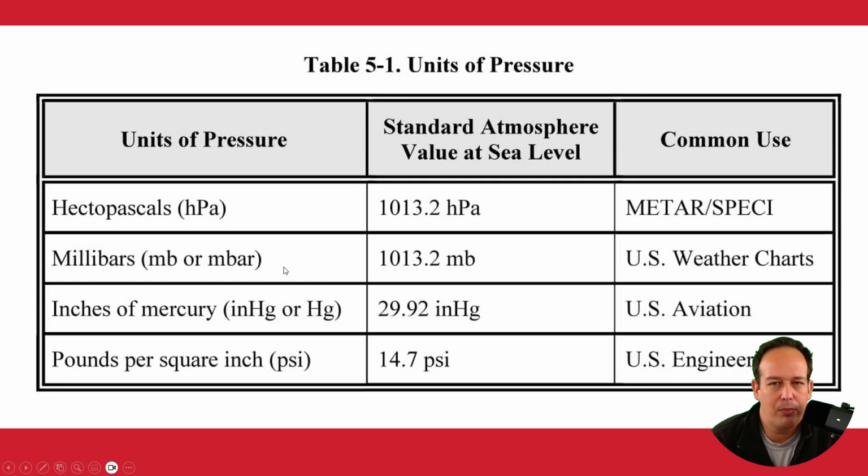Standard pressure at sea level: if you remember back, we were talking about the International Standard Atmosphere. The International Standard Atmosphere pressure at sea level is 1013.2 millibars. In US aviation, for our altimeters, we use inches of mercury, which is 29.92 inches of mercury standard sea level pressure. And for US engineering, we use PSI, pounds per square inch, which is 14.7 PSI.